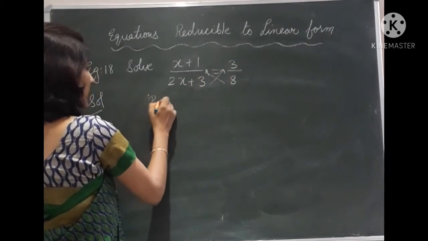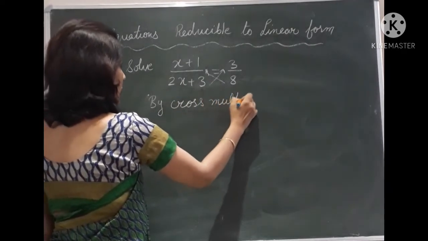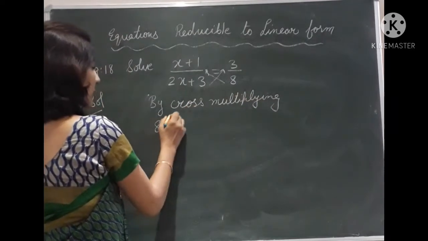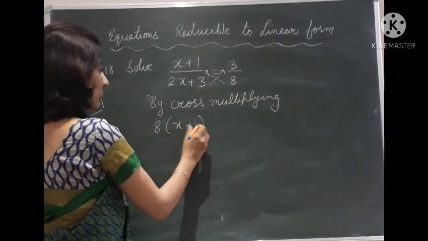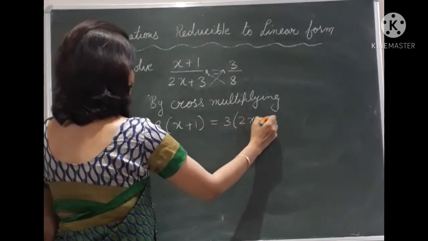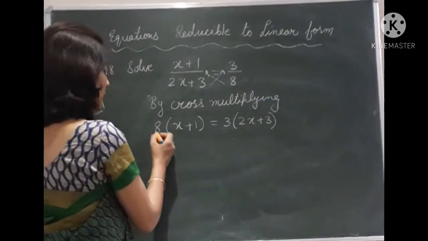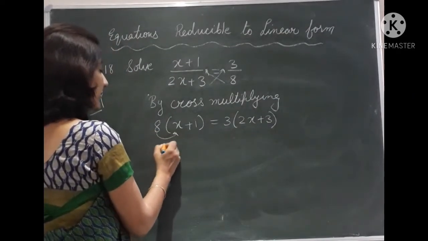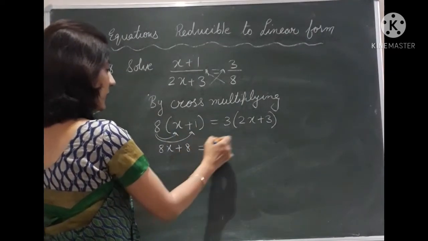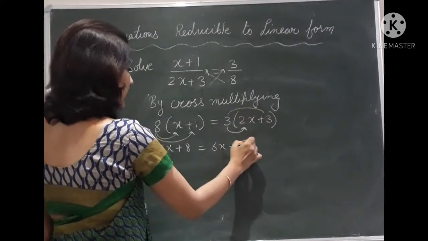So by cross multiplying, 8 will be multiplied by x plus 1. So this x plus 1 I put in bracket, and 3 will be multiplied by this whole 2x plus 3. So 2x plus 3 I am putting in the bracket. Now using the distributive property, 8 will be multiplied by x, it will be 8x, plus 8 will be multiplied by 1, it will be 8, equals to 3 into 2x is 6x, plus 3 into 3 is 9.